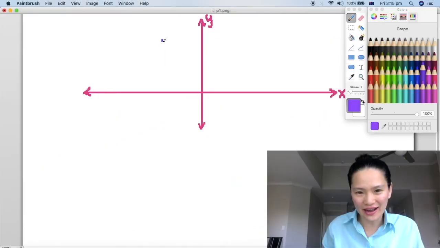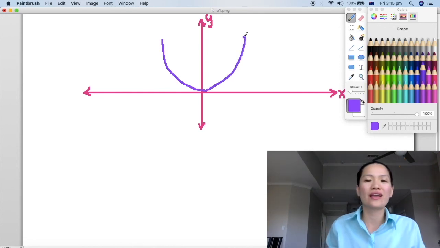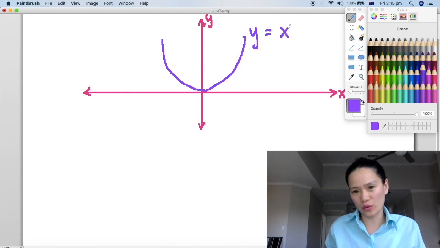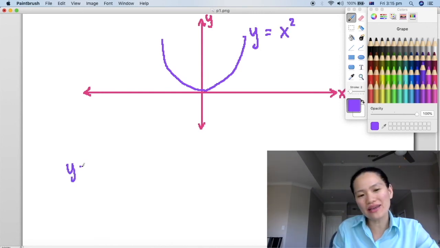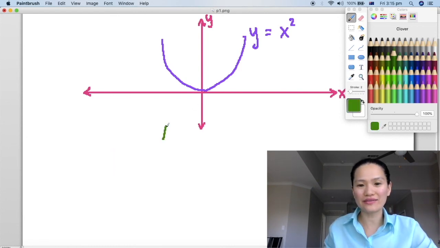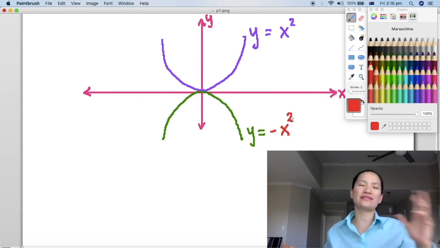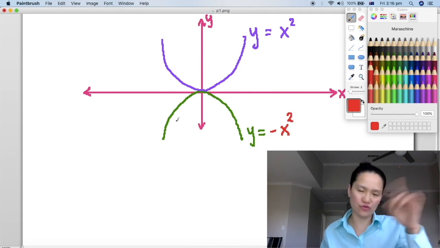Draw the standard parabola graph. This one is y equals x squared. y equals negative x squared. What is the graph going to look like? This one is the graph of y equals negative x squared. You can see that the graph is going to invert.